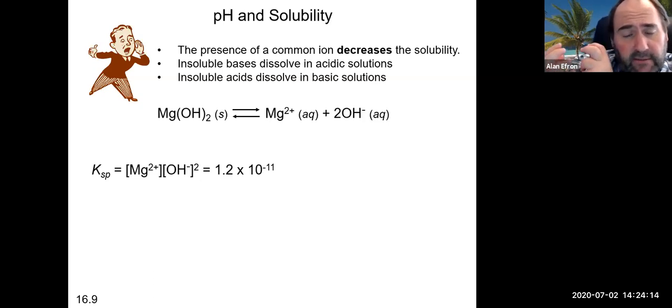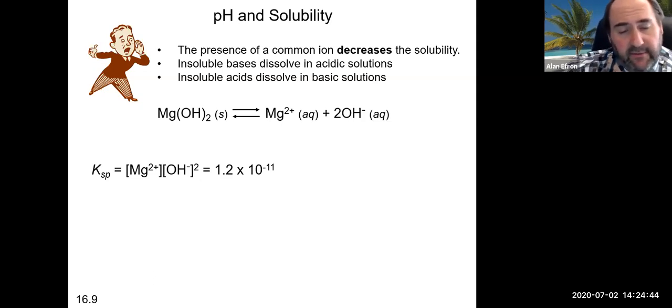So the pH of the solution will have a pretty good effect on whether or not the solubility will increase or decrease. As we just saw, the common ion will decrease the solubility of a salt. And in terms of pH, an insoluble base will be very soluble in acidic solutions, while an insoluble acid will be very soluble in basic solutions.